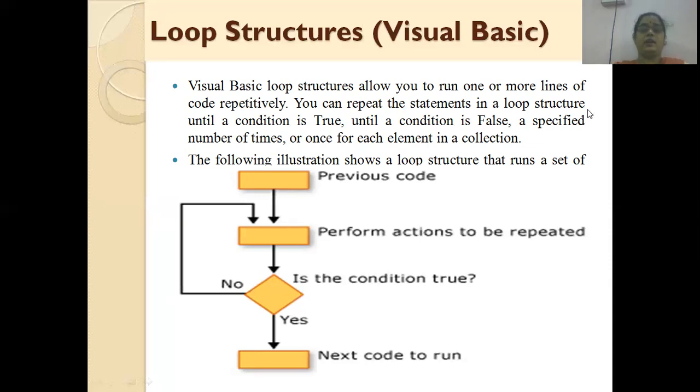Now I am going to show you how the loop structure executes. This is the code. Here the code is given. After the code, you have to perform the action which you want repeated. If the condition is true, then the next code runs. If the condition is false, means the condition is not true, then it goes back to the previous command and performs the action repeatedly until the condition is true.